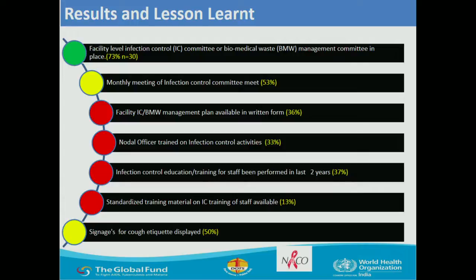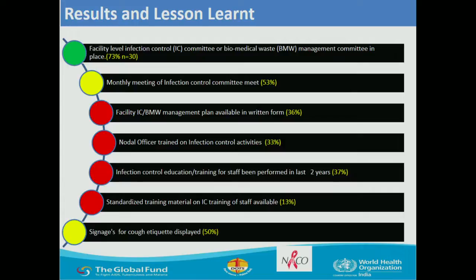So, facility level infection control committees existed in almost 70% of the ART centers, but the problem was that only 53% of the facilities had infection control committee meetings regularly. There was difficulty in documentation by the centers. Only 36% had an infection control plan available in written form.